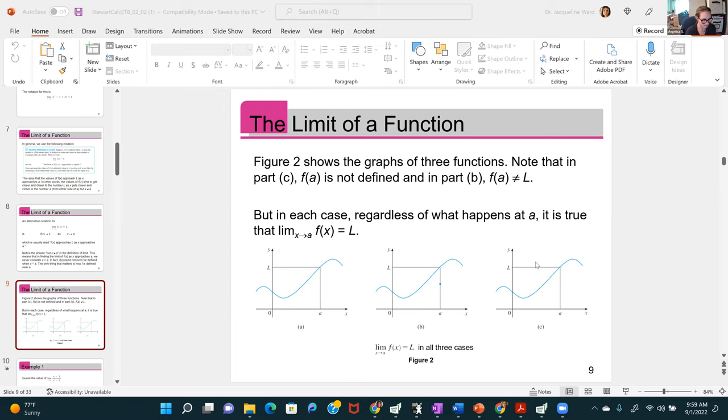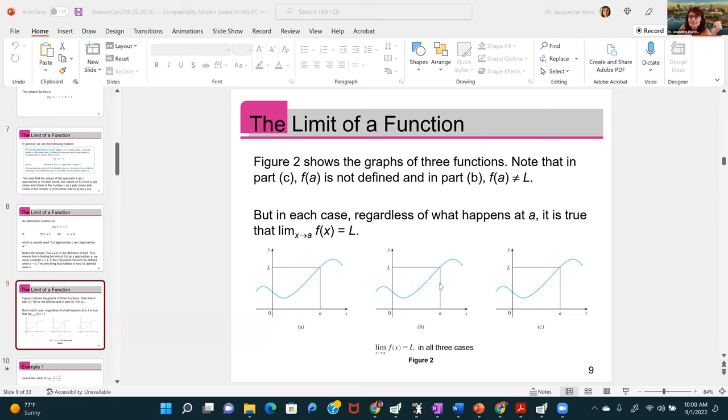I see. So if you look at this graph right here, the blue thing is the function. And notice, as you approach a from the left and you approach a from the right, the function values are approaching L. I can get as close to L as I want by choosing an x value close to a. But notice there's a hole in that graph at a. So f of a is not L.